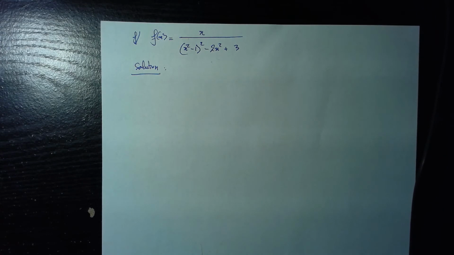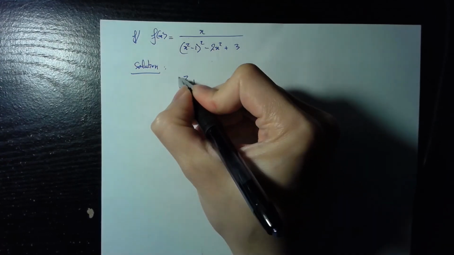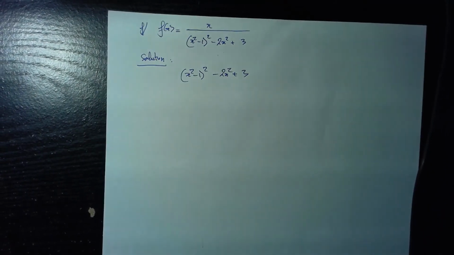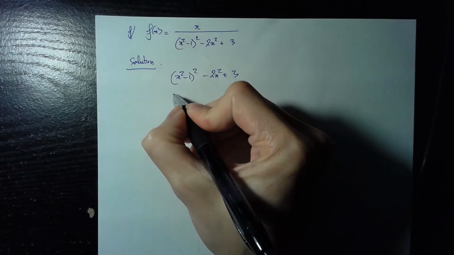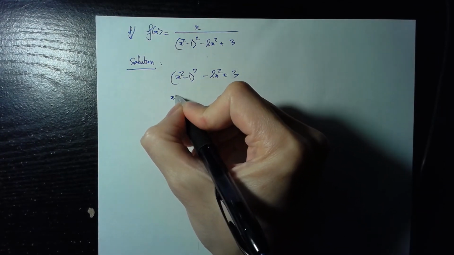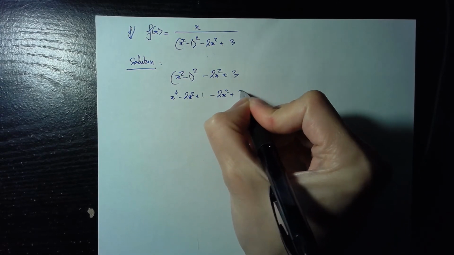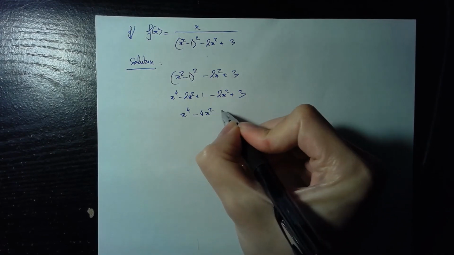Okay, so in order to do this, again, I consider the bottom, and the bottom right now is kind of messy, so I want to simplify this. So I expand this. I use a perfect square formula, so I give you x to the 4 minus 2x squared plus 1 minus 2x squared plus 3. Okay, so give x to the 4 minus 4x squared plus 4.